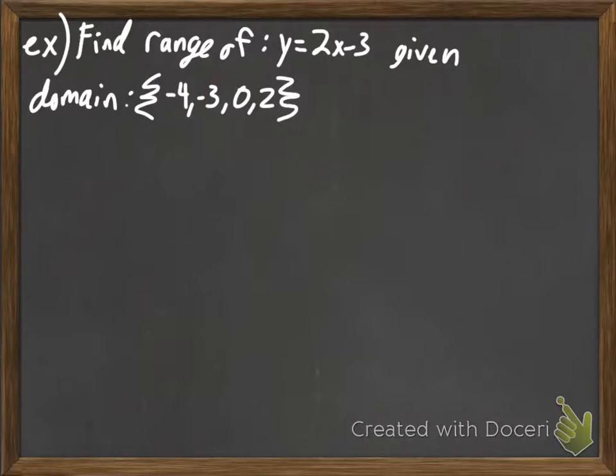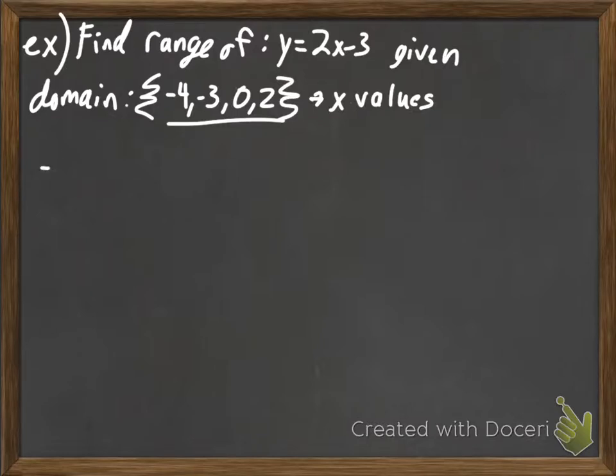So what we do is we take all of these values here and we plug them in for our x values. Those go in for the x value. So our x value is our input value, and then our y is going to be our output value, so that's going to be our range. So we're just going to go through and do that.